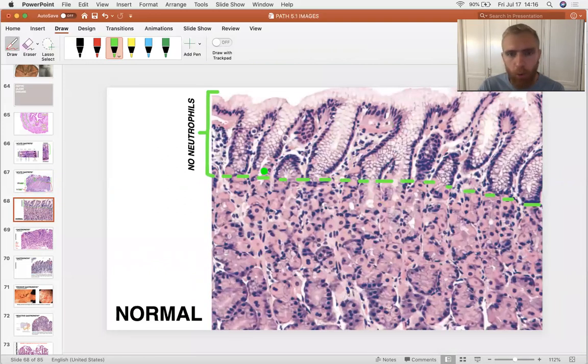And one more look at normal in comparison. All of these cells that are kind of hollowed out or washed out up here, those are called foveolar cells. And what that means is basically epithelial cells, and they're specialized to secrete mucus to protect the stomach.